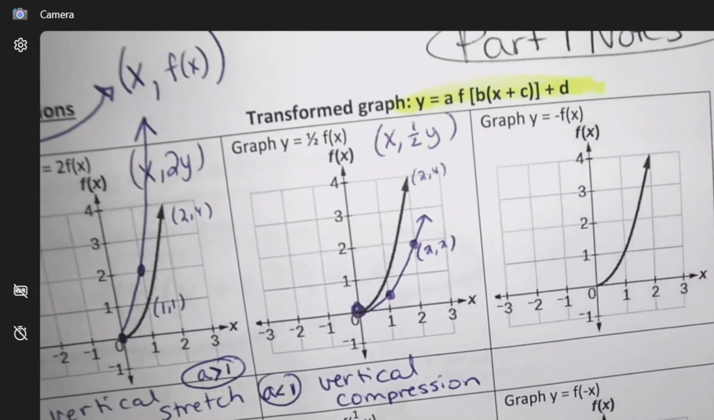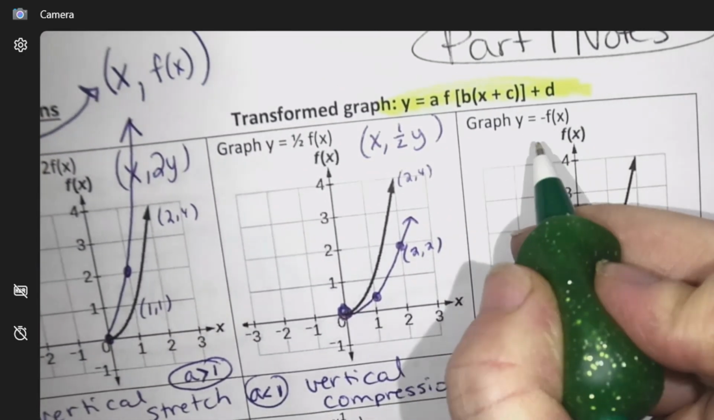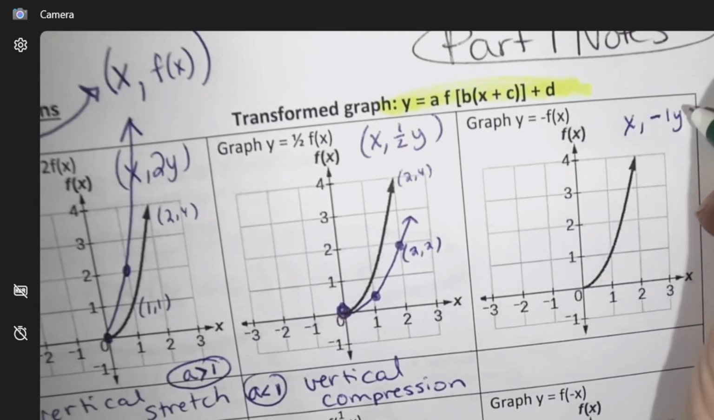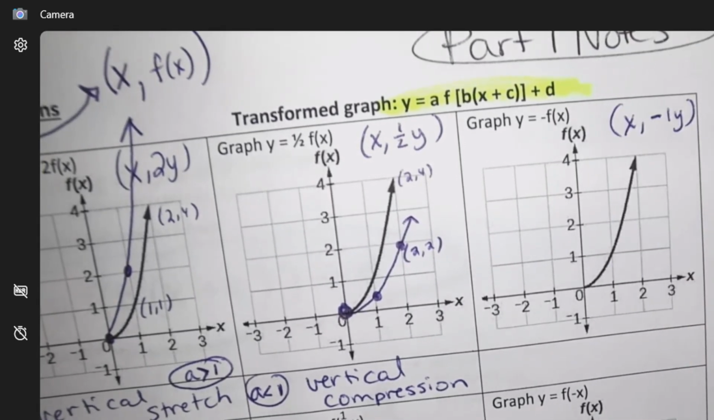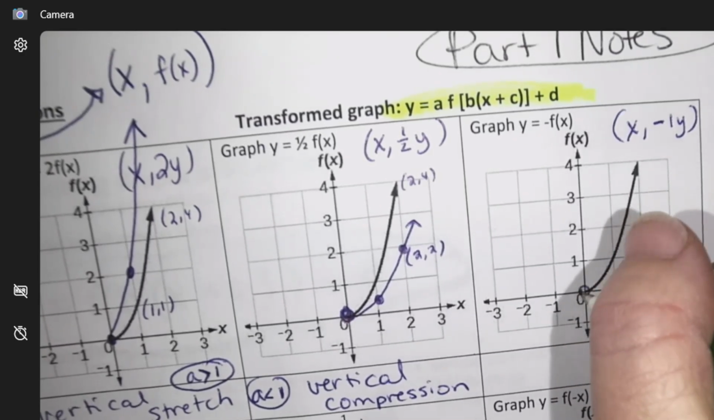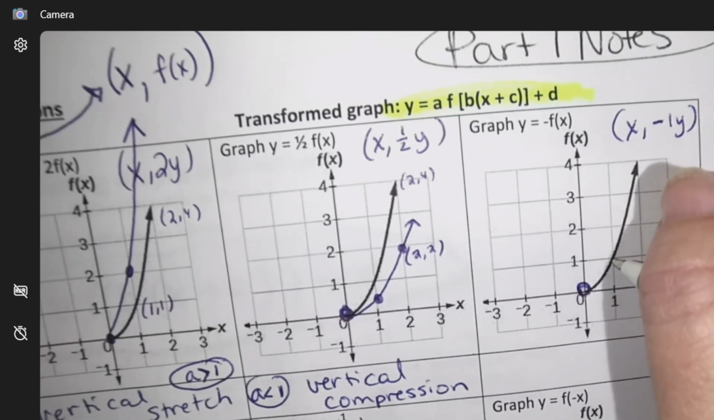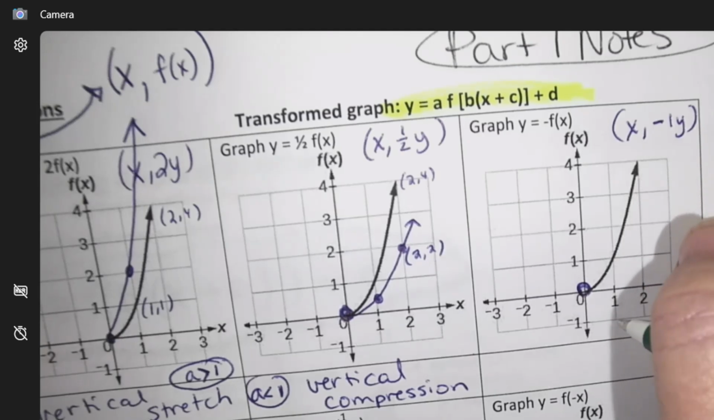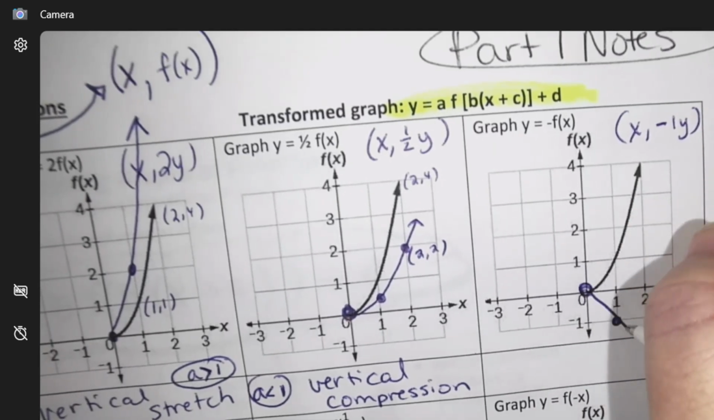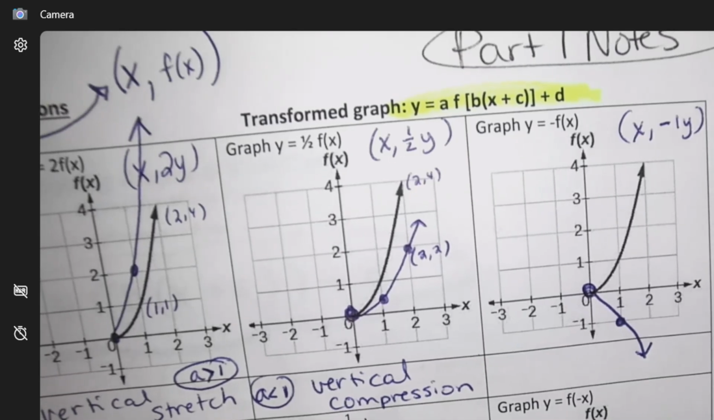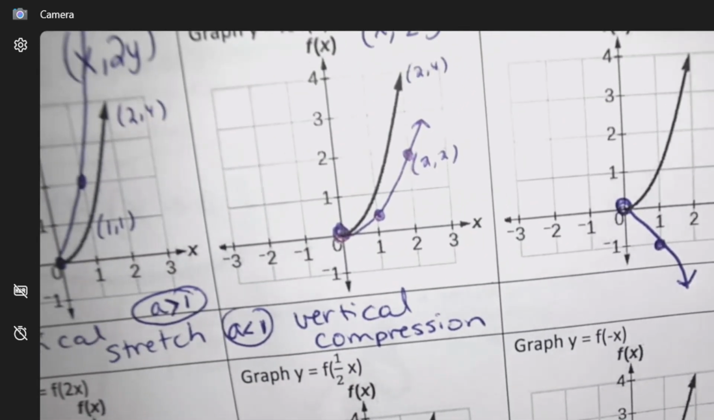All right, so for the next one, now there's a -1 in front. So x comma negative y. I'm multiplying by -1. So 0, 0 again is going to stay put. And 1 comma 1 is going to become 1 comma -1. 2 comma 4 is going to become 2 comma -4.